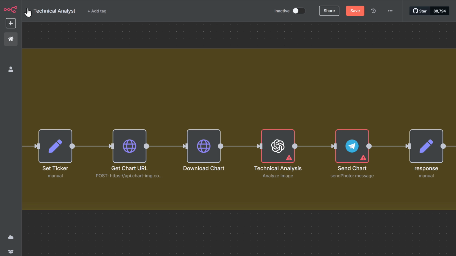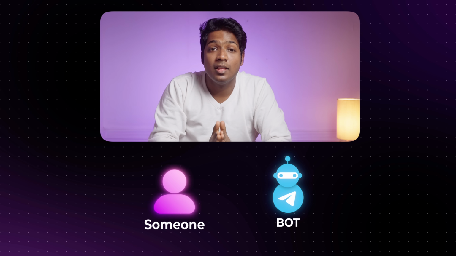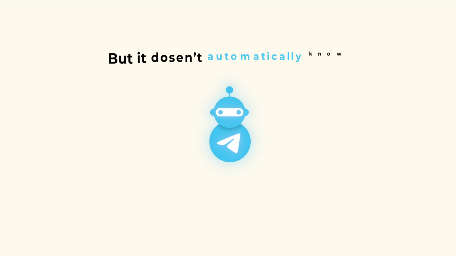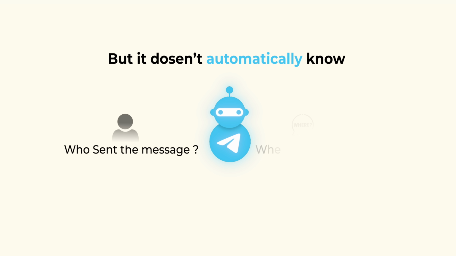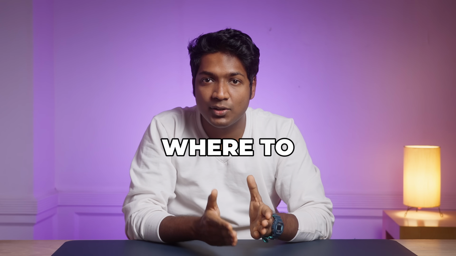Okay, now you can see that the sub workflow also has Telegram and OpenAI nodes. Make sure you open the node and check if the credentials are added. Once you're done, let's go to the third step, which is to add the Telegram chat ID to the workflow. When someone sends a message to your Telegram bot, the bot receives it, but it doesn't automatically know who sent the message or where to reply. The chat ID is like a unique address which tells the bot where to send the reply.